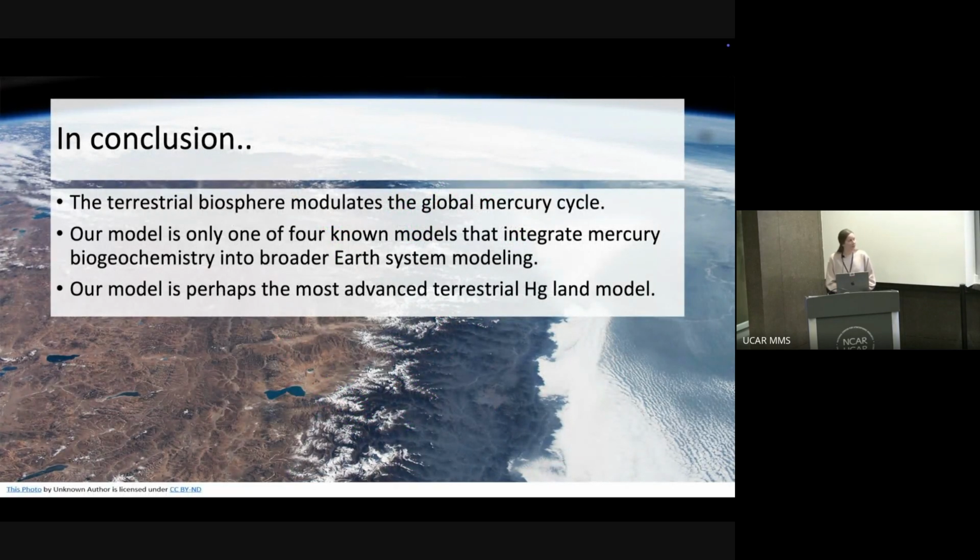So that's all I have for now, but hopefully I've made clear the point that the terrestrial biosphere does modulate the global mercury cycle. To date, we only know of three other models that have included mercury at a global scale. I think there is a group now that has added it to the CLM model. We think, though, that ours is still the most advanced terrestrial land mercury model, but we have yet to be contested. But with that, I'll take any questions, and thanks for your time.